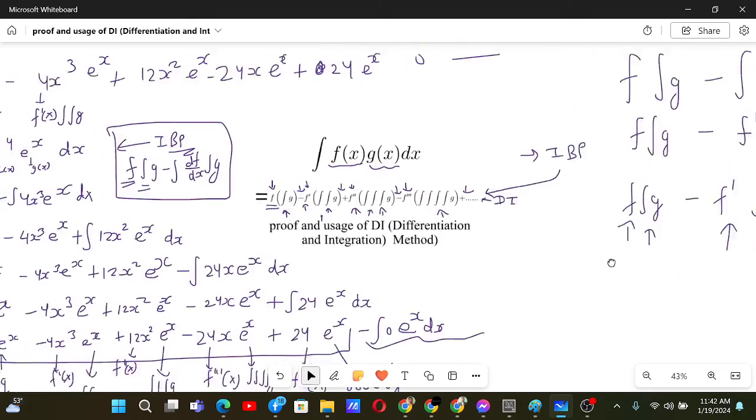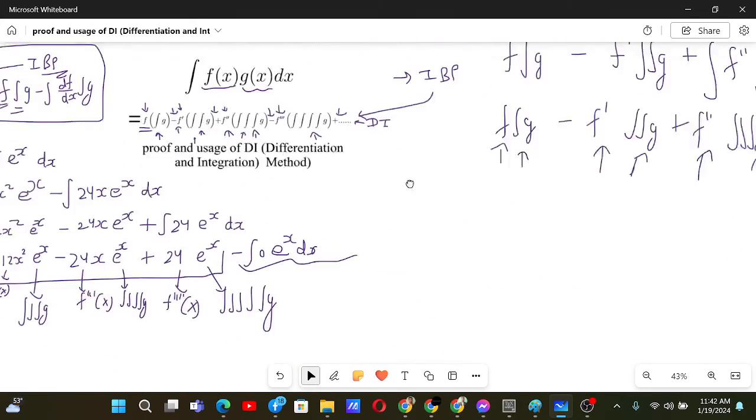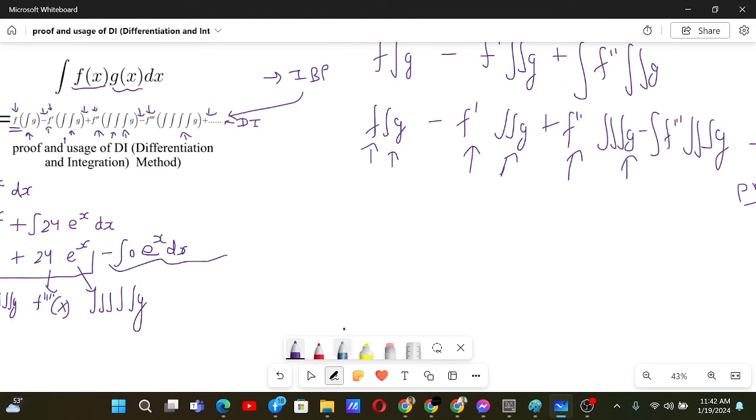Let me do another example as well, and then we will end the video. Another integral can be something like this: x^3 sin x dx. For this, first of all write x^3, and then 3x^2, and then 6x, and then 6, and then 0, which doesn't matter. And over here, the integral of sin x is minus cos x, then the integral of minus cos x is minus sin x, the integral of minus sin x again.